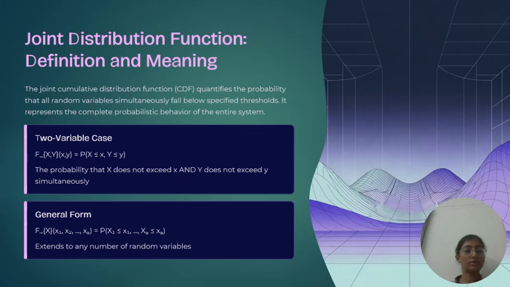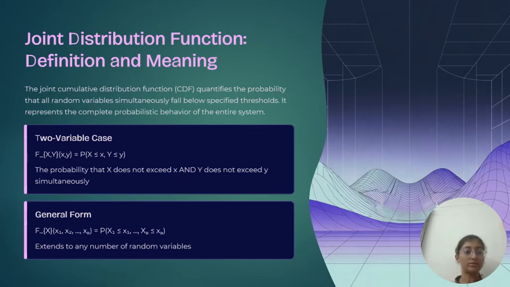What do you mean by joint distribution function? The joint cumulative distribution function quantifies the probability that all random variables simultaneously fall below specified thresholds. It represents the complete probabilistic behavior of the entire system.